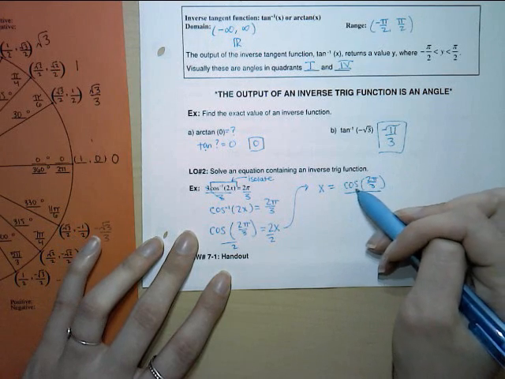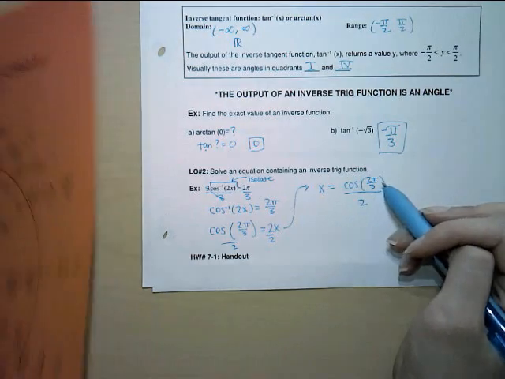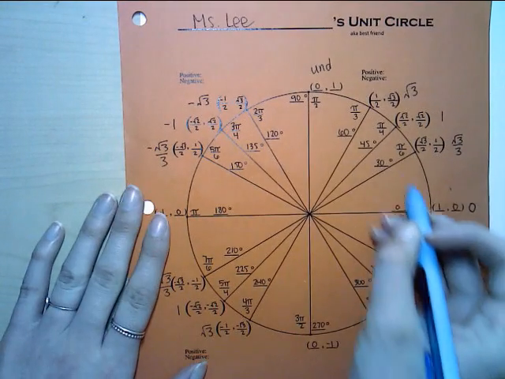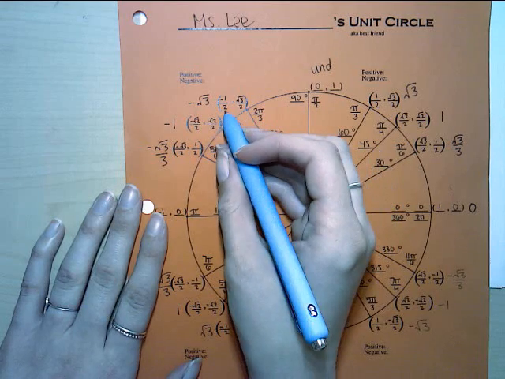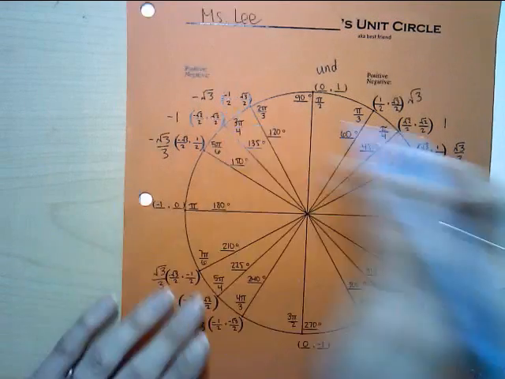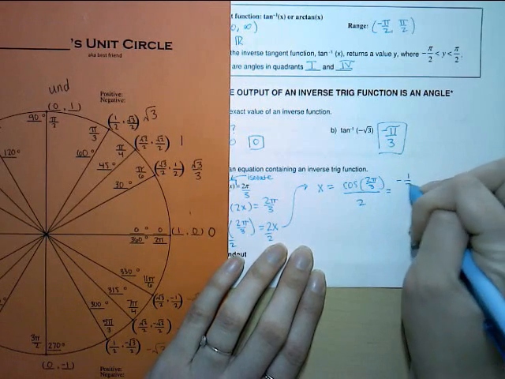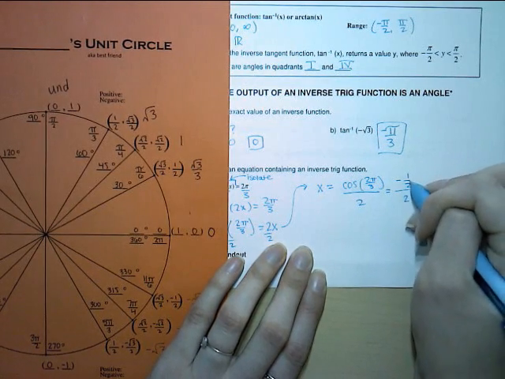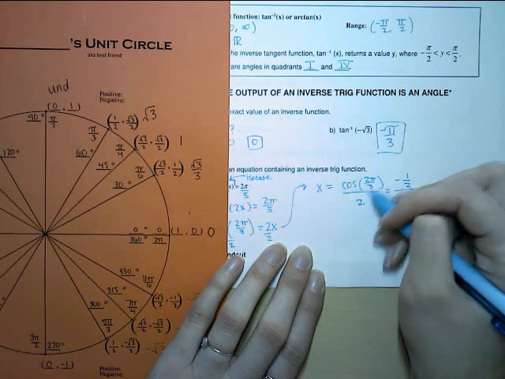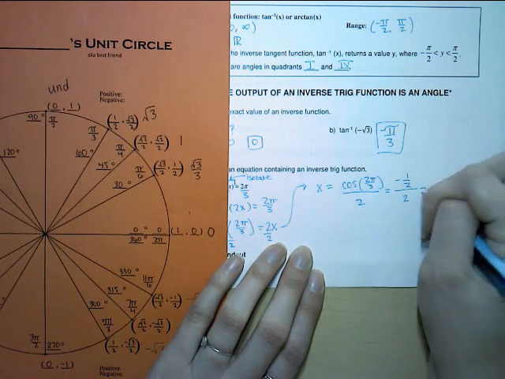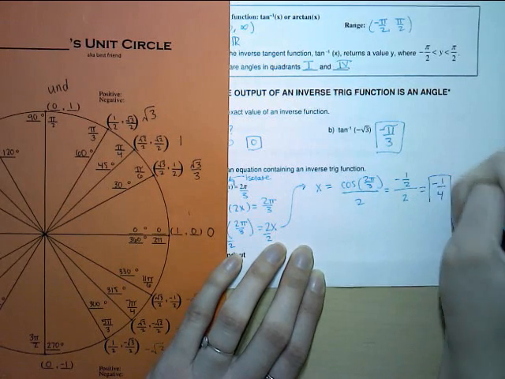So we need to find cosine of 2 pi over 3. Use your unit circle. Here's 2 pi over 3. Cosine is the x value. It's -1/2. So cosine of 2 pi over 3 is -1/2, and then you divide that by 2. So you cannot bring the 2 in here. That's what some people are tempted to do. And -1/2 divided by 2 is -1/4.